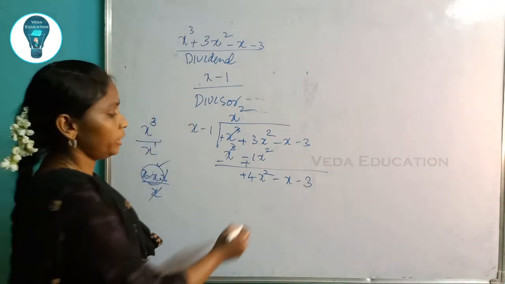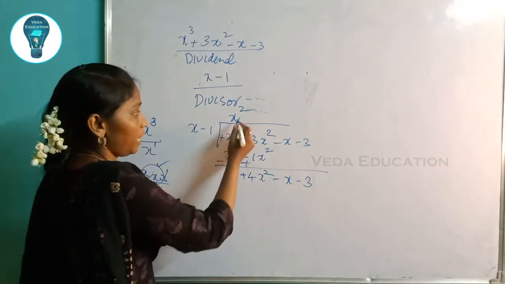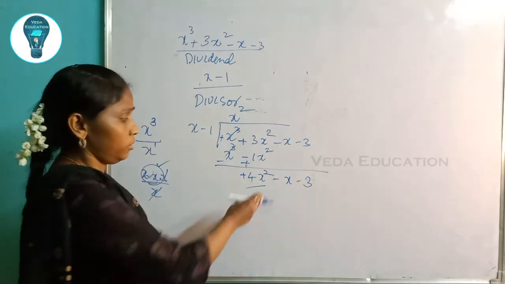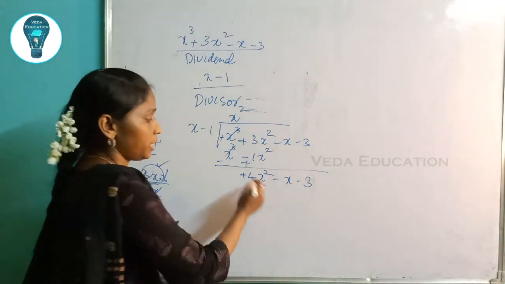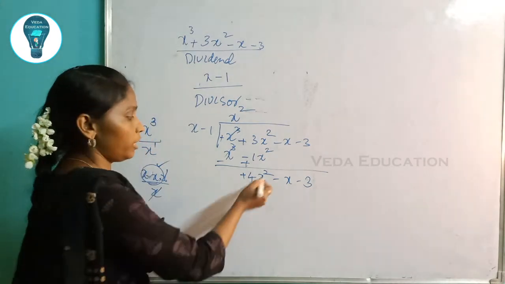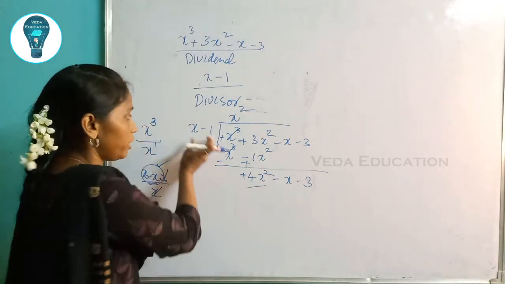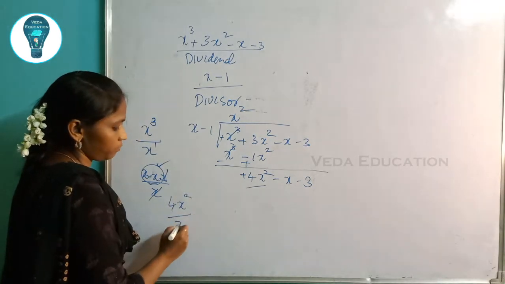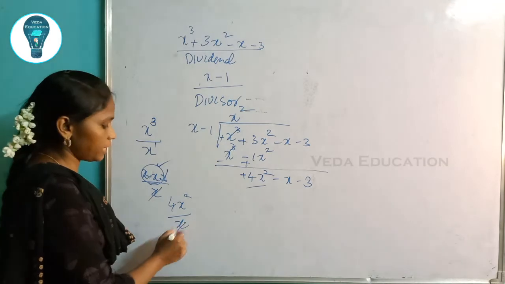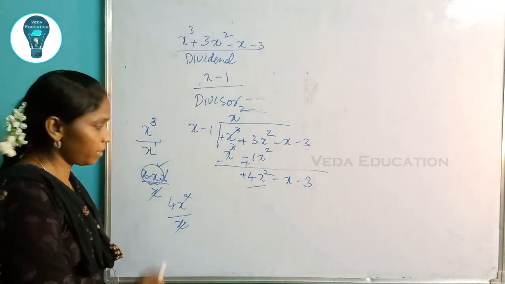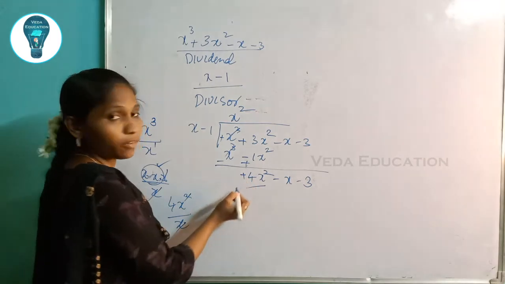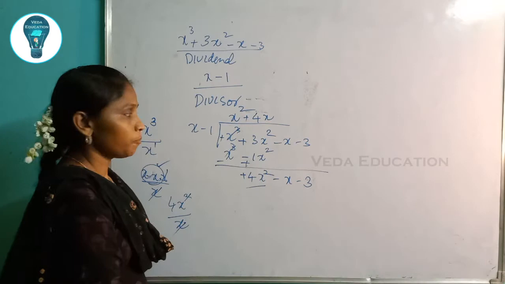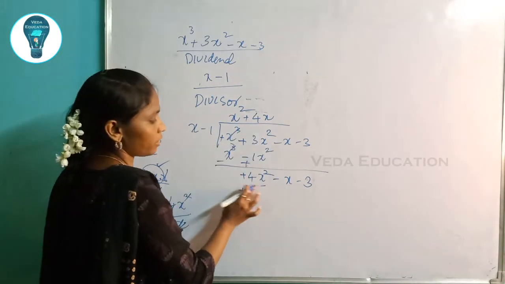Now the next process: here we got x square, and next is 4x square. We consider this polynomial as the dividend. In the dividend, the first term is 4x square, and in the divisor the first term is x. Now divide: 4x square by x. How many x's will cancel? 1x. So what is left here is 4x. Write it here; the sign is plus, so plus 4x. Plus 4x into x gives plus 4x square.